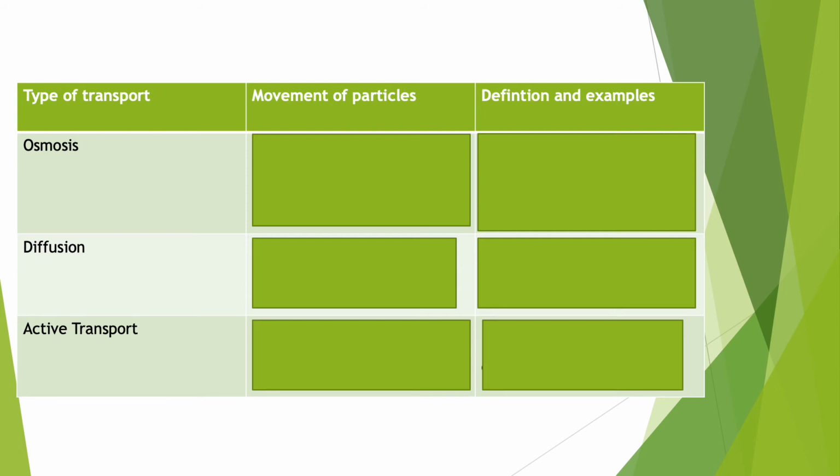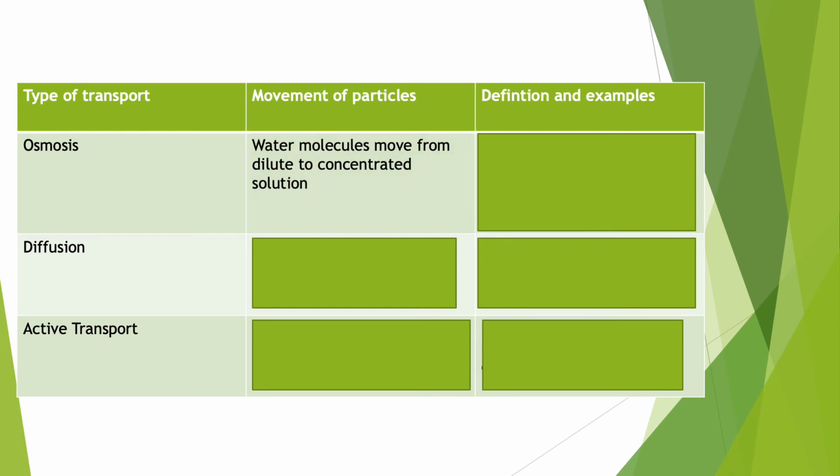All right, so we're going to look at one type of transport at a time, starting off with osmosis. Okay, so osmosis, remember, is when water molecules move from dilute to concentrated solutions. Okay, so first of all, you have to remember what dilute and concentrated means. If you forgot, check back to that previous video.